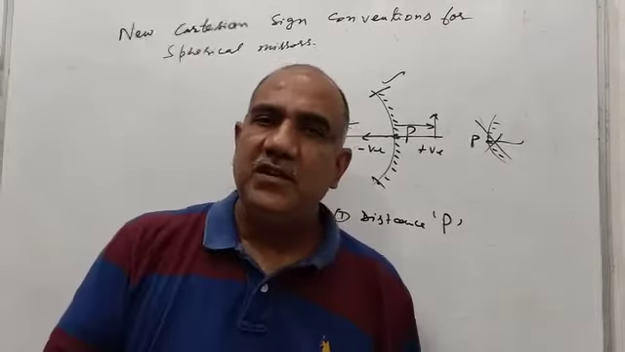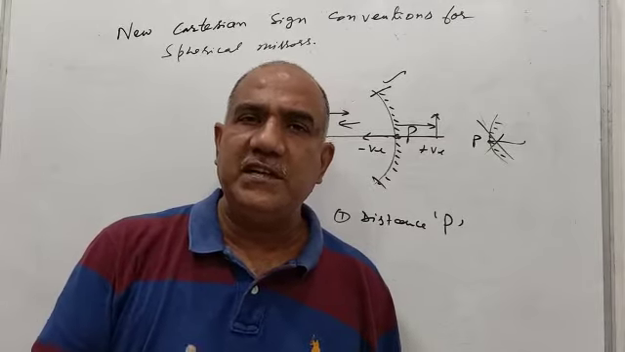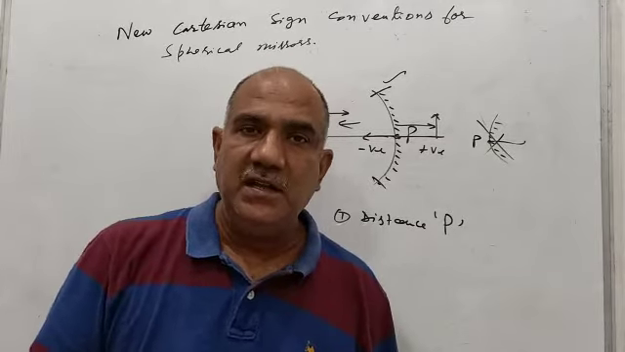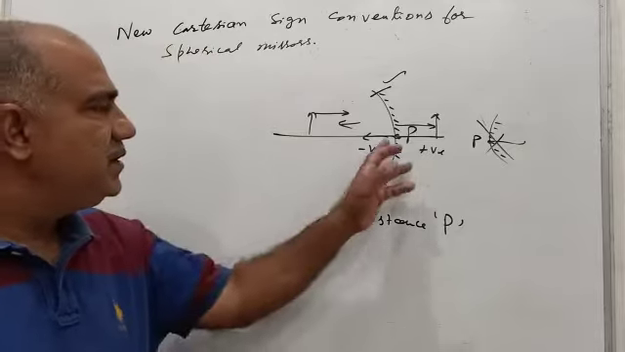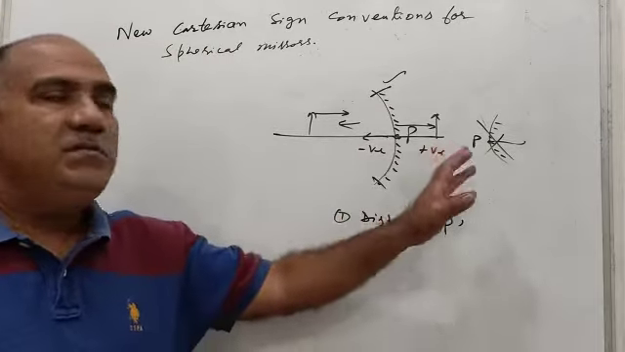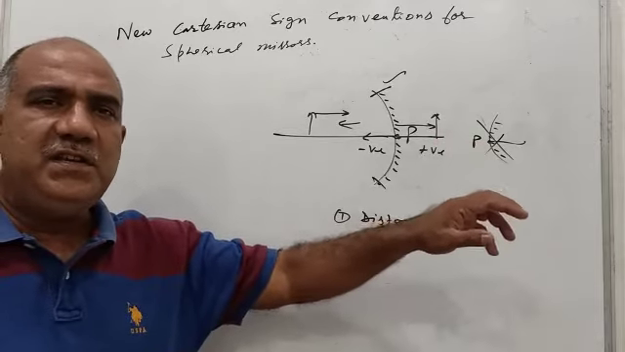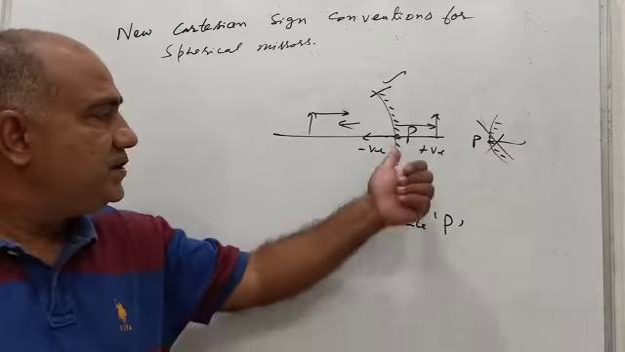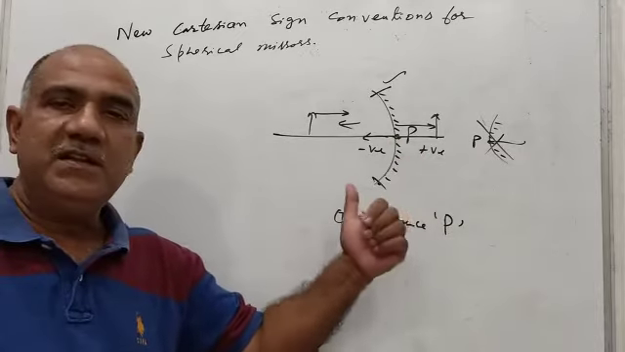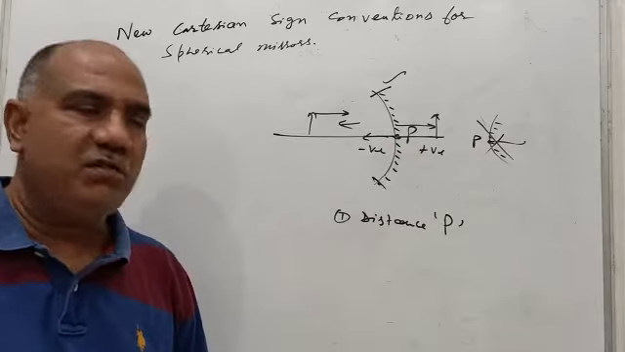Hello students, in this class we are going to study the new Cartesian sign conventions for spherical mirrors. Taking one mirror, a concave mirror, as the reference, we will also be able to explain the convex mirror, because everything is the same. So by taking a concave mirror, we will explain the new Cartesian sign conventions for both spherical mirrors, concave and convex.